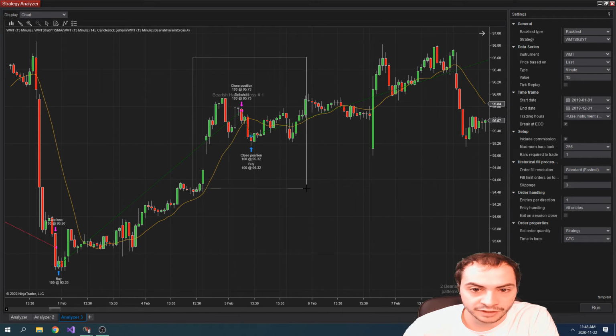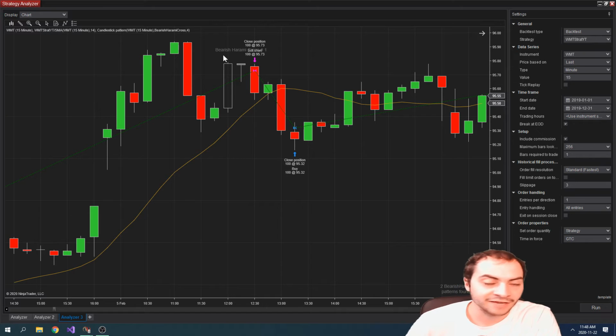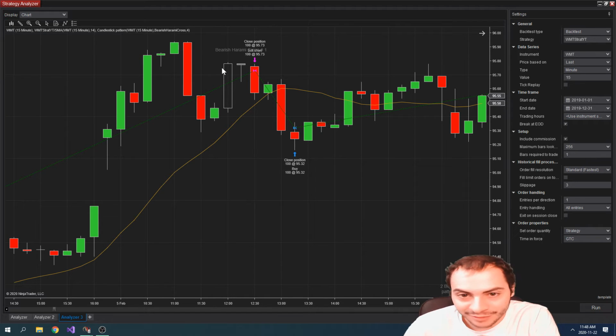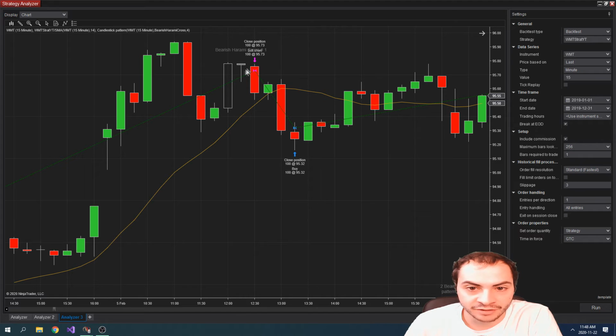So let's zoom in here for you guys. So we have a bearish Harami. I can't even say it right. Bearish Harami cross. And if I'm saying this wrong, let me know in the comments below. But you can see that it's highlighted these two candles here and said, hey, this is a bearish Harami cross. It goes short. And it's actually able to close this position, take a profit.